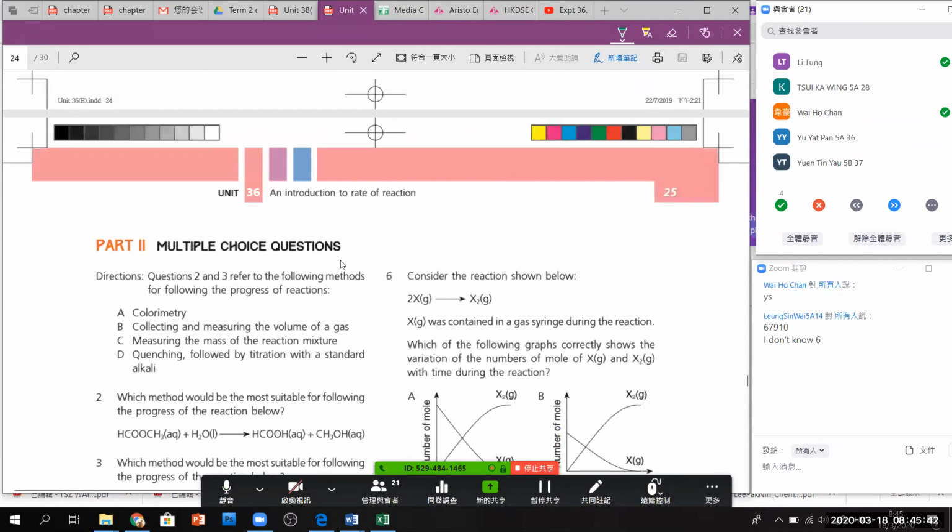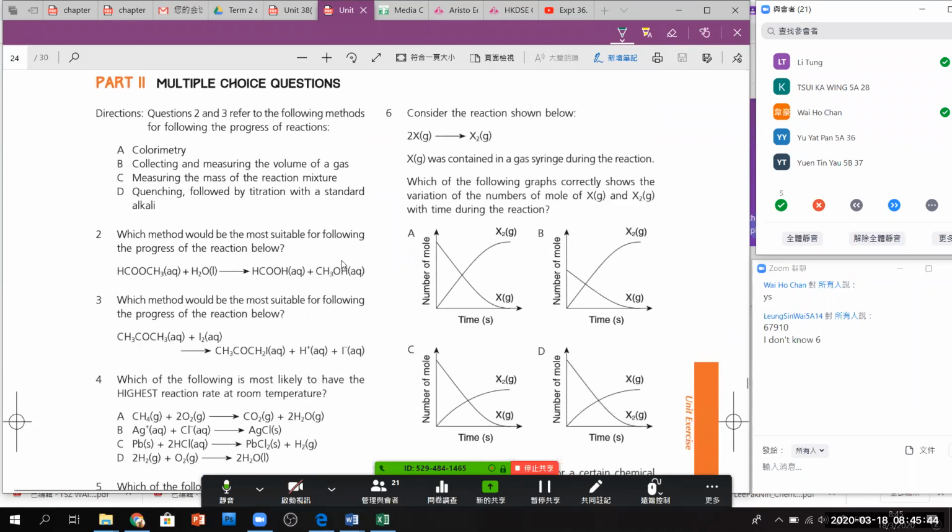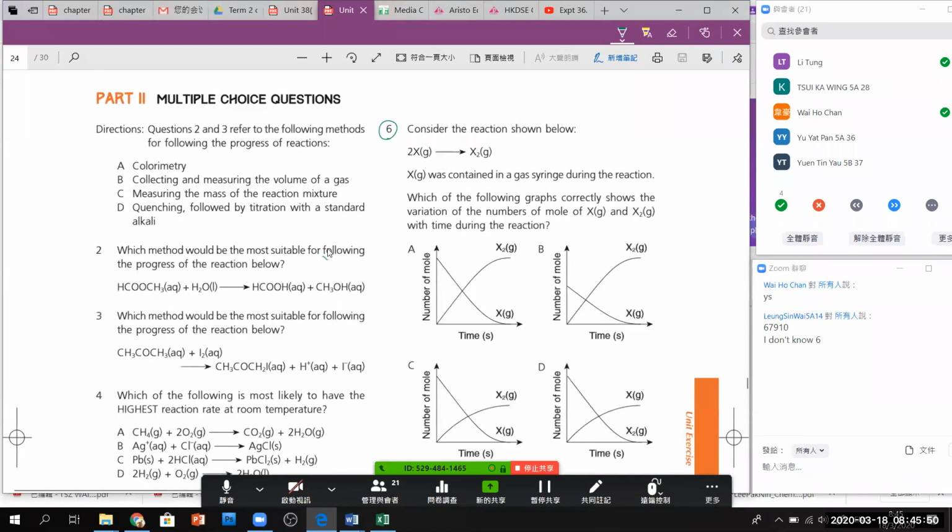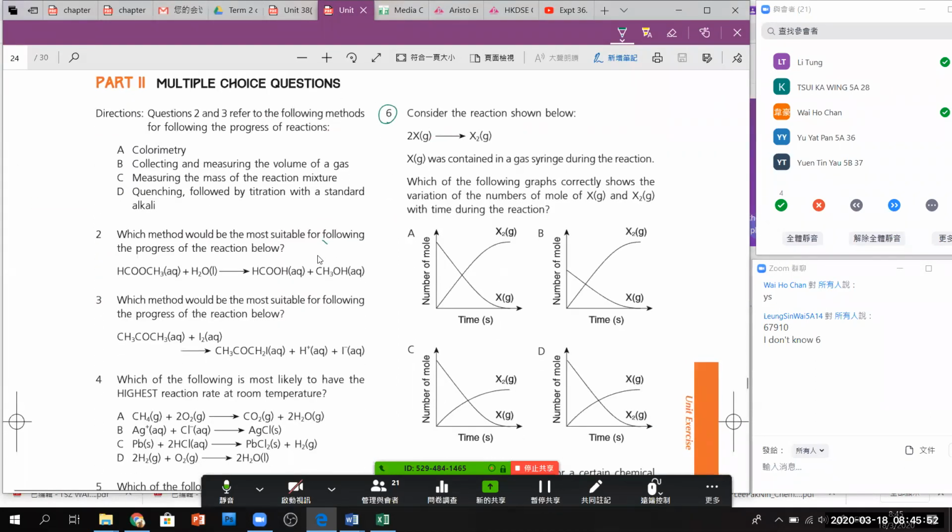Doesn't matter. Try to see how you will deal with it. Questions 6, 7, 9, and 10. Take a look at question 6. It is in your book, page 25. All of you, please turn to page 25.